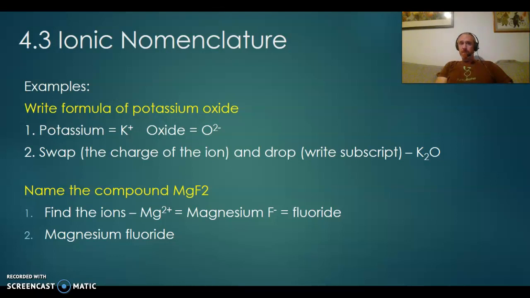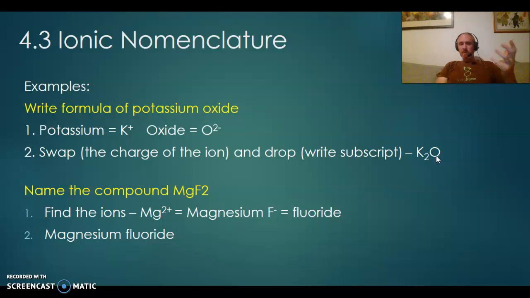Check it out. So what we do, the 1 plus here gets swapped onto the oxygen and dropped to the bottom. So we just have 1 here. The 2 here, we're not worried about the positive and negative, gets swapped onto the potassium and dropped. We write it as a subscript. So what we end up with is K2O.